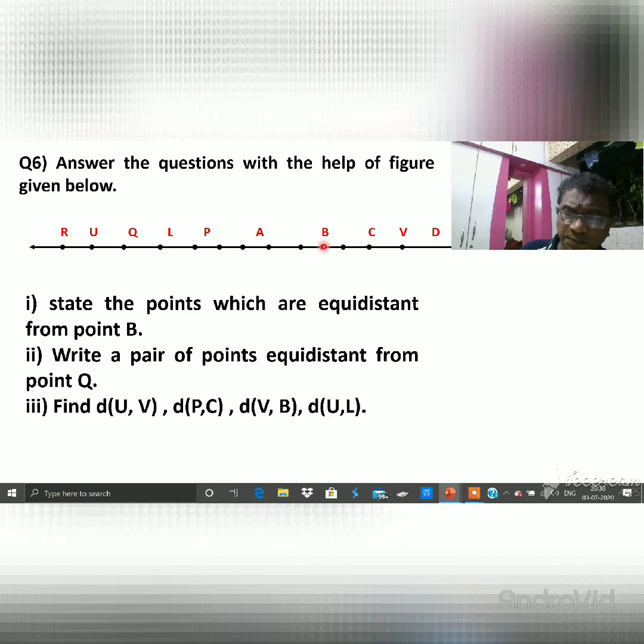कळलं का की B हा C पासून 2 अंतरावरती आहे आणि B पासून A सुद्धा 2 अंतरावरती आहे, म्हणून A आणि C इक्विडिस्टंट आहेत. मला वाटते समजलेलं आहे.